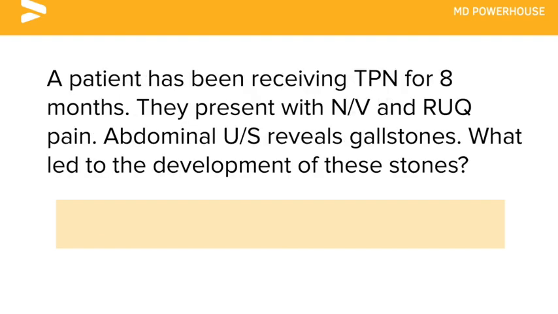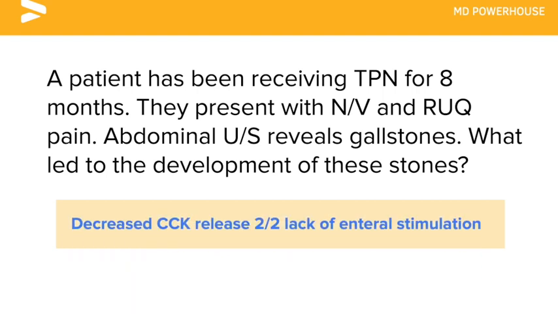A patient has been receiving total parenteral nutrition for 8 months. They now present with nausea, vomiting, and right upper quadrant pain. An abdominal ultrasound reveals gallstones. What led to the development of these stones? Decreased cholecystokinin release due to a lack of enteral stimulation.